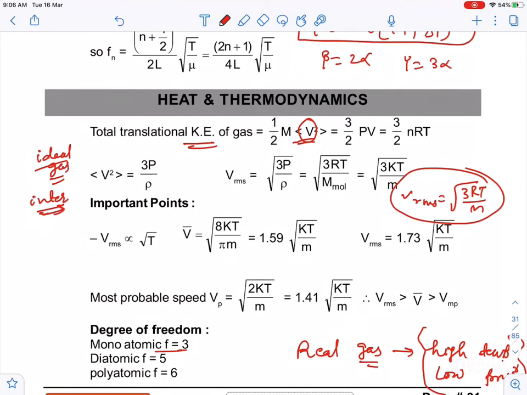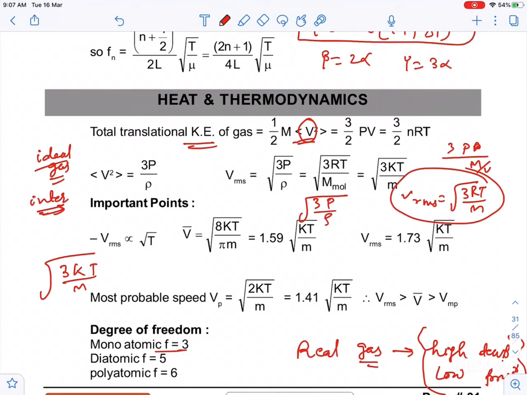By this formula you can derive any formula, because you know that PV is equal to nRT, so this can also be written as under root 3P by rho. What I have done: I have 3PV by m, so this m I have taken in the denominator, and m by V is density, so 3P by rho. Also you know that this can be converted using Boltzmann's constant k, so I have written under root 3kT by m.